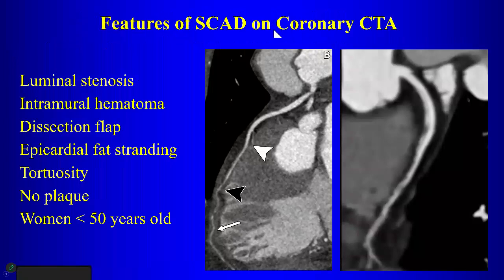So features of spontaneous coronary artery dissection on coronary CTA: luminal stenosis, intramural hematoma, dissection flap, we've said that that's 30% or less. Epicardial fat stranding, increased attenuation of the epicardial fat, tortuosity of the vessel, no plaque, not much in the way of atherosclerotic disease, women less than 50 years of age. So here there's abrupt stenosis. Here you can actually see the dissection flap in a different patient, okay?